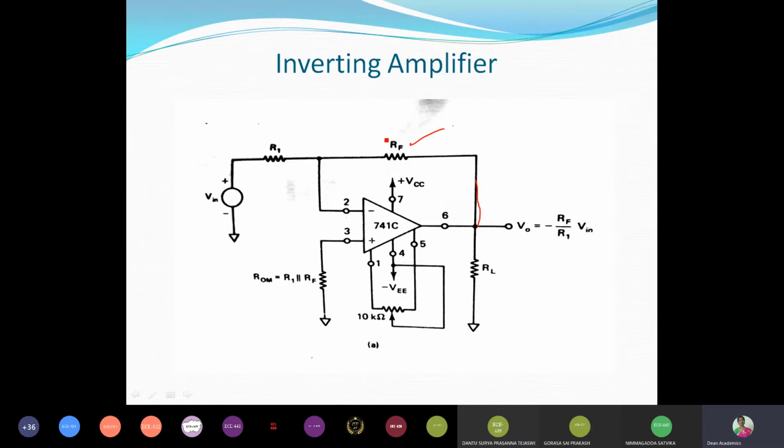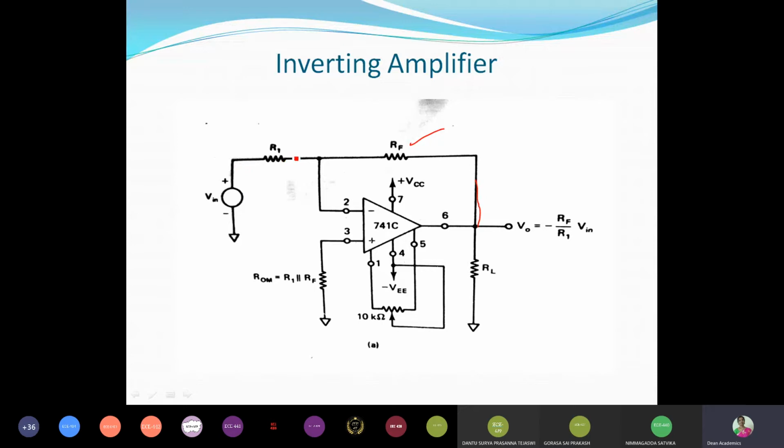Of course, here you can have some feedback elements. It may be a resistor, it may be 2 resistors, resistors in series, resistors in parallel, or a capacitor, whatever you want. There will be some feedback network. So here we are just showing one feedback resistor. Now, at the input, of course, this is the internal resistance along with the internal resistance of the source.